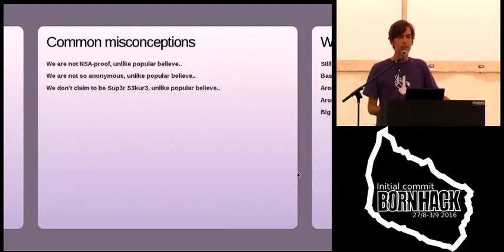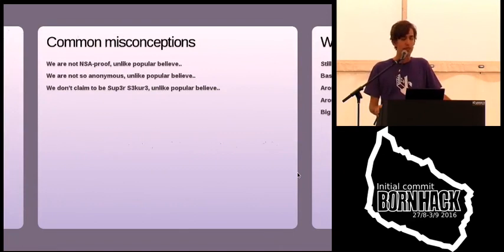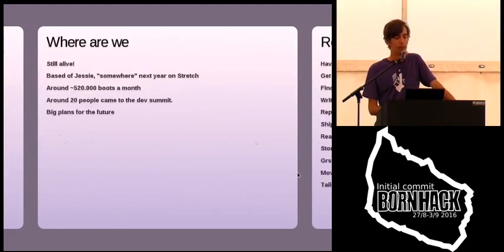Another one is that people always say, wow, I never see Tails people. I thought you folks were super anonymous and clandestine and so on. But here's somebody on stage, right? Most of us gather at the CCC Congress and some other international conferences. And we don't claim to be super secure, contrary to some popular belief. This goes hand in hand with the NSA proof stuff. I mean, we don't claim to be nation state adversary proof or something like this. So having that cleared up, where are we?